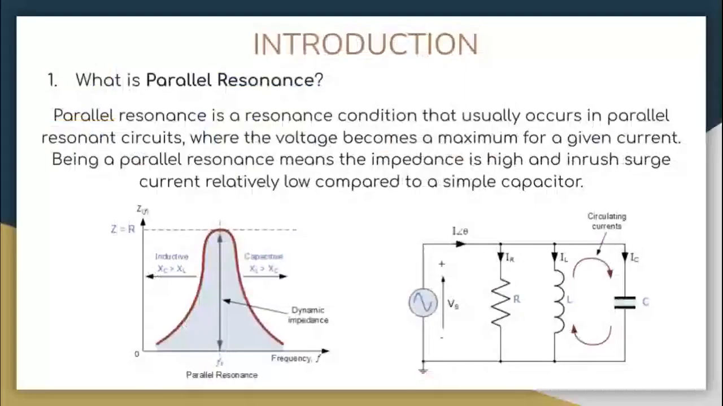Introduction. What is parallel resonance? Parallel resonance is a resonance condition that usually occurs in parallel resonant circuits, where the voltage becomes a maximum for a given current. Being a parallel resonance means the impedance is high and inrush surge current relatively low compared to a simple capacitor. That picture is based on a parallel resonance example, which shows inductive, capacitive, dynamic impedance, frequency, and circulating currents.